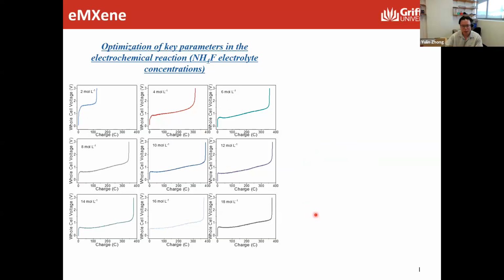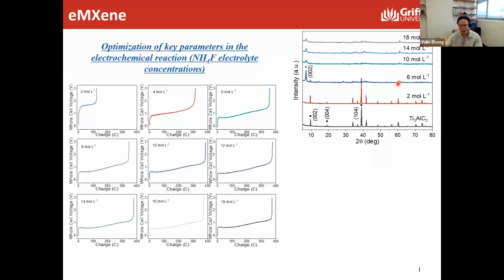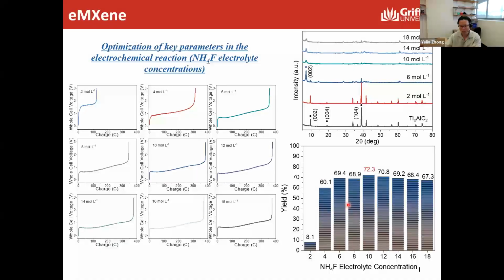The first optimization we did was looking at the electrolyte concentration. These are the charging curves of the reaction, and these are the XRD of the product that we obtained. We found that there's an optimum level of ammonium fluoride concentration. It has to be at least 6 molar for us to get the MXene. If it's less than 6 molar, then the etching process is not that good. We can also see from this that we get good yield only if the electrolyte concentration is above 6 molar. So that's why we chose about 10 molar ammonium fluoride concentration to proceed. In this, you would think that it might be just due to thermodynamics.